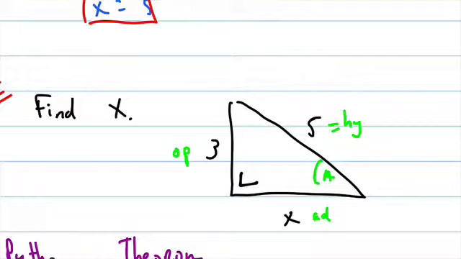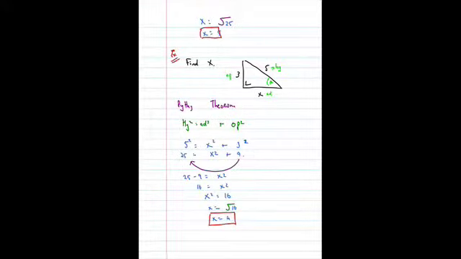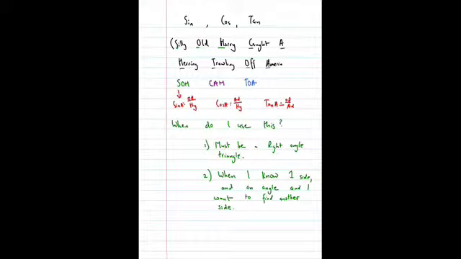X is equal to the square root of 16, which is what? 4. You okay with that? You sure? Okay. You all got x equals 4 in the end. Right, let's move on to sine, cosine, and tan.